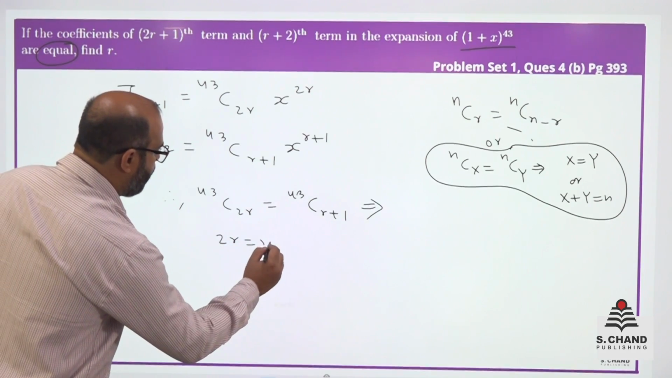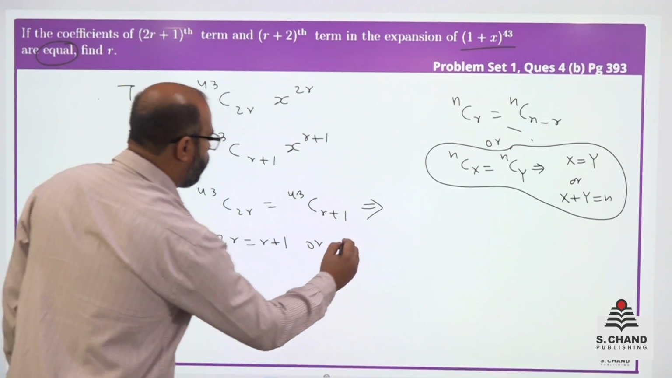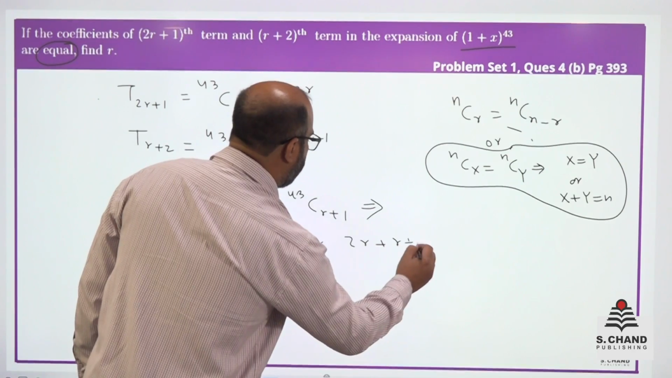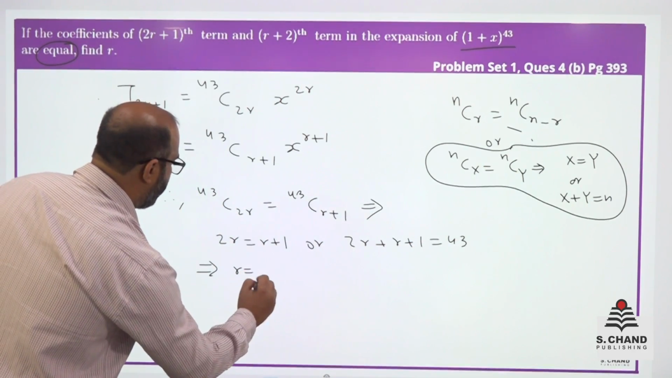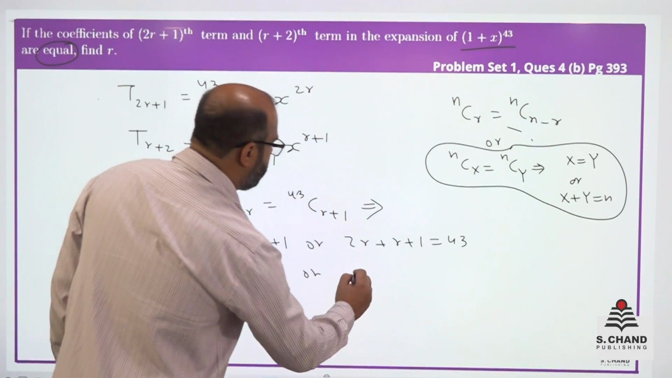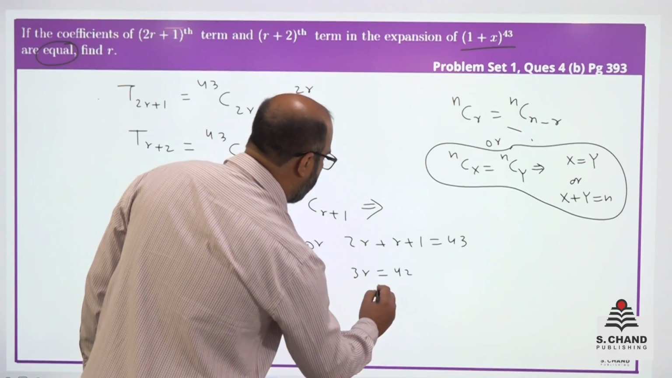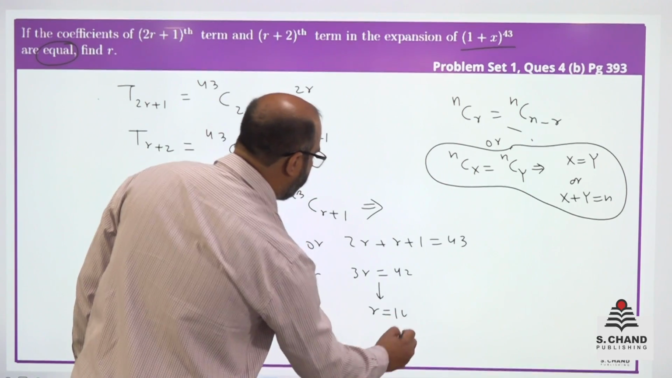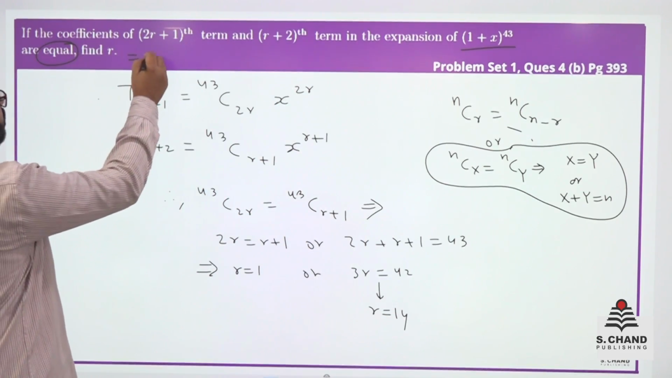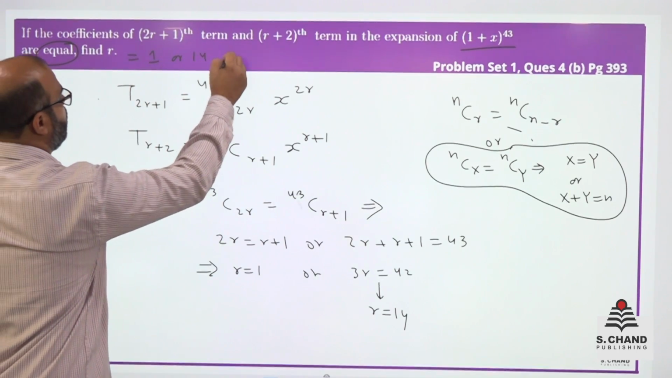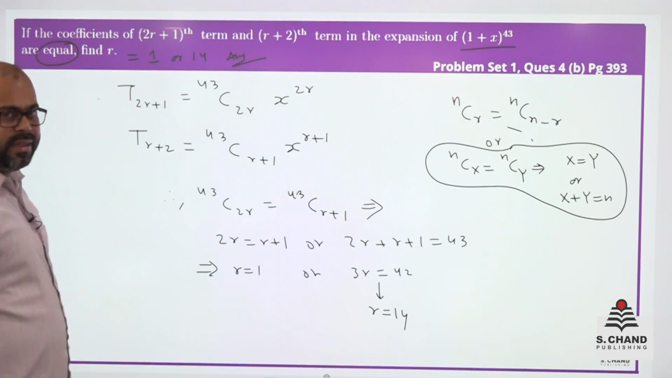2r is equal to r plus 1, or 2r plus r plus 1 is equal to 43. This implies r is equal to 1, or 3r is equal to 42, which means r is equal to 14. So we have to find r. So we will say that r is either 1 or 14. This is our answer, right?